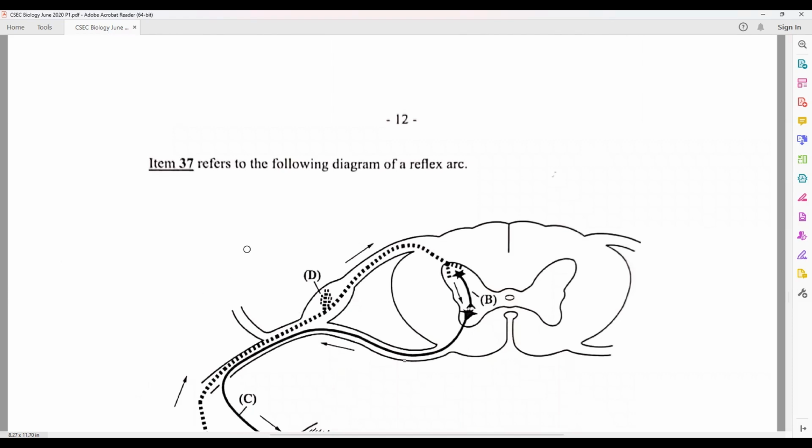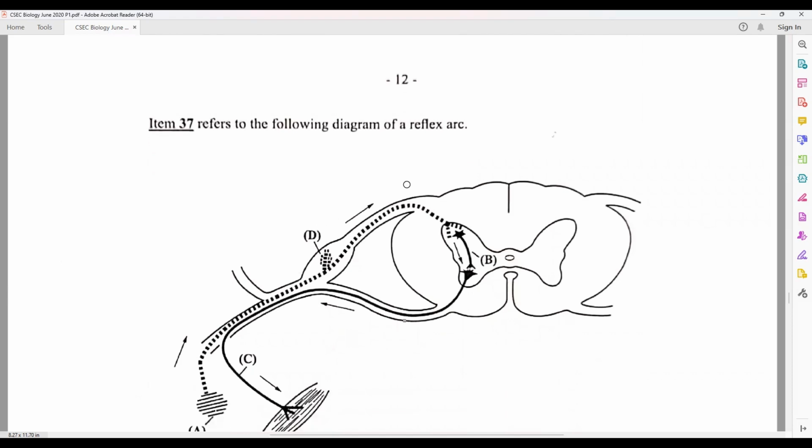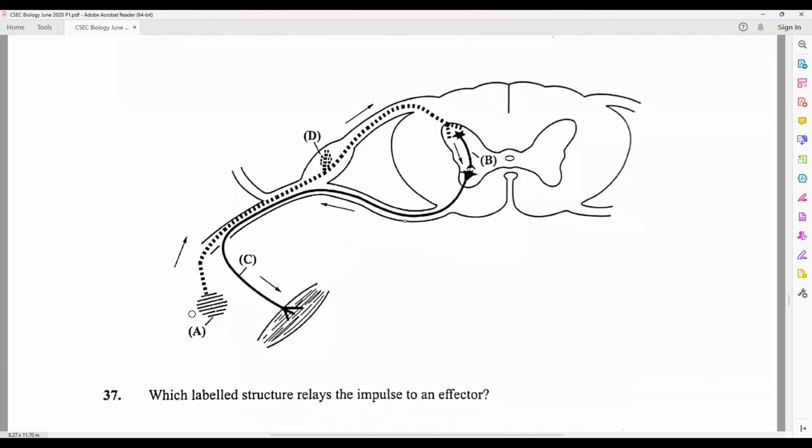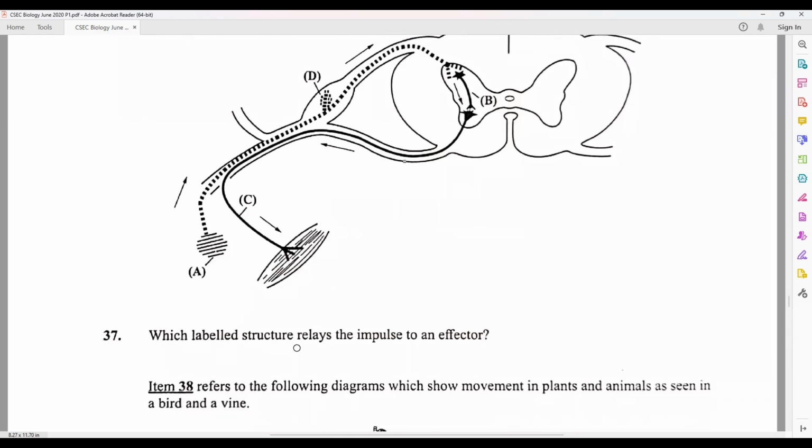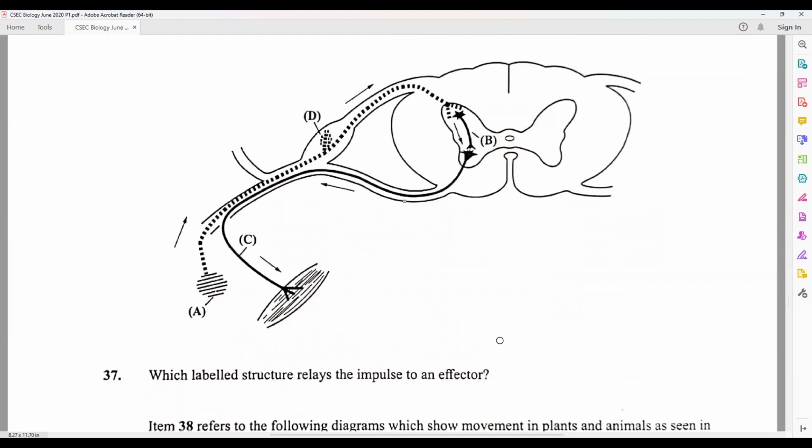Item 37 refers to the following diagram of a reflex arc. So we have A, notice B is here, C is quite down here, then D is up here. Which labeled structure relays the impulse to an effector? All right, the effector is the end where you're going to have your response, and the one that relays, that's what they asked you for, a relay. Which labeled structure relays the impulse to the effector? It means you are choosing B as the relay.